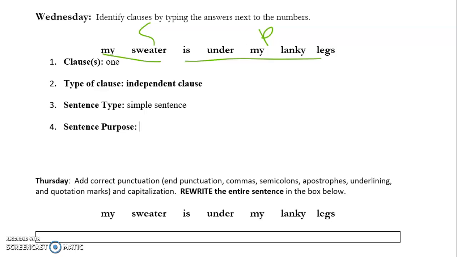And then what is its purpose? Is it exclamatory, showing excitement? Is it declarative, just a regular sentence? Is it interrogative, a question? In this case, it is just a simple sentence, so it is declarative. The difference between declarative and imperative is that imperative is demanding you to do something. Declarative is just one simple sentence that is stating something. So therefore, this is a declarative sentence.